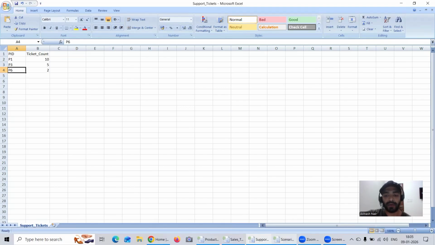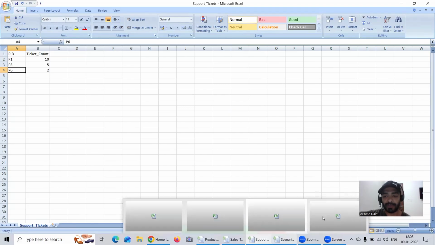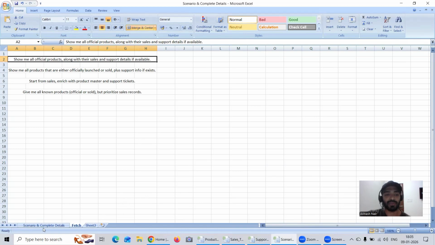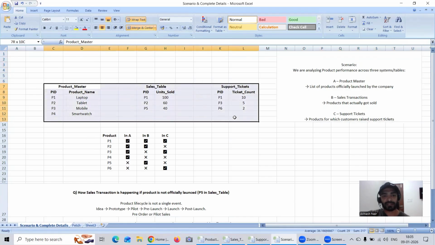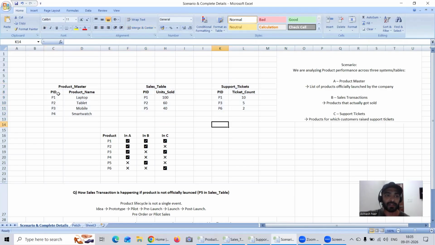Now I created one scenario and complete details where I'm showing you all the things which I have. As I was mentioning, all these three tables which I just talked about, I just put them over here. We just need to understand. This session is all about understanding the requirement, the business requirement, what they want. And of course, after that, we are going to go with the solution. So I have mapped it the same way which I have explained.